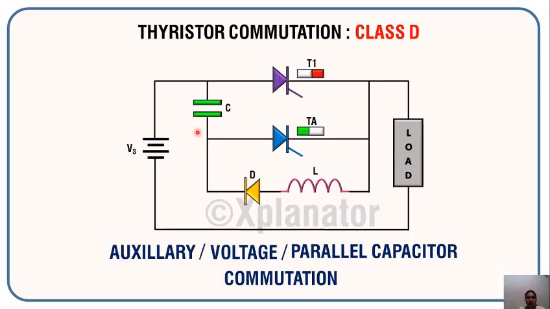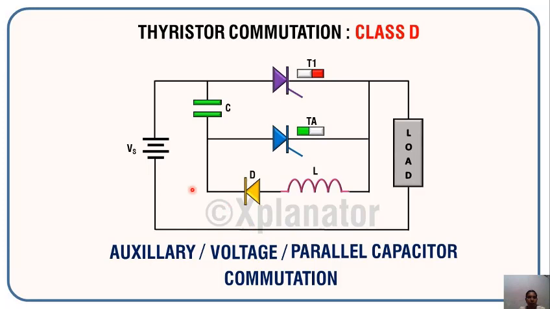Here, just see the circuit. This is a circuit of class D commutation. Here we have a main thyristor and there is an auxiliary thyristor. Since an auxiliary thyristor is used to turn off the main thyristor, this type of commutation is also called auxiliary commutation. It is also voltage commutation. Why we are calling it voltage commutation, I will give you the explanation.